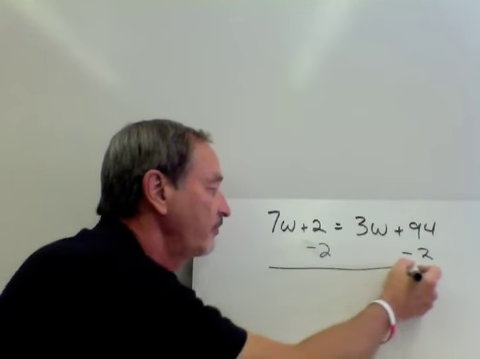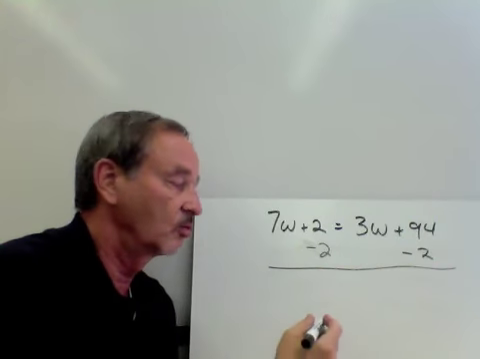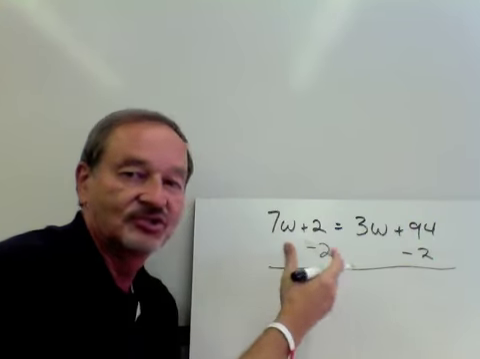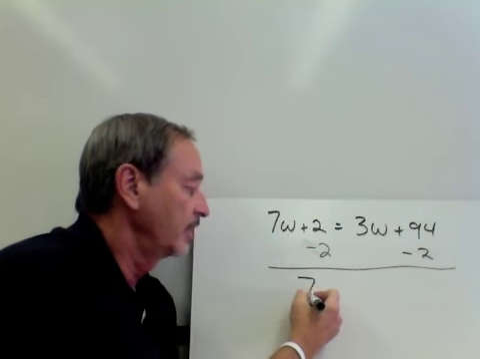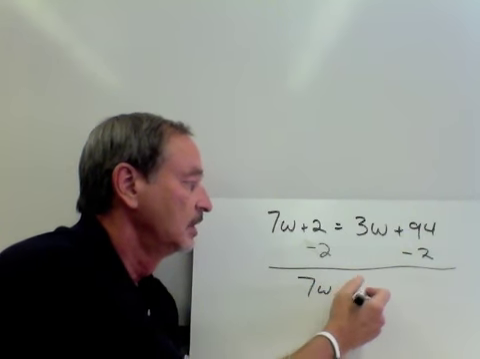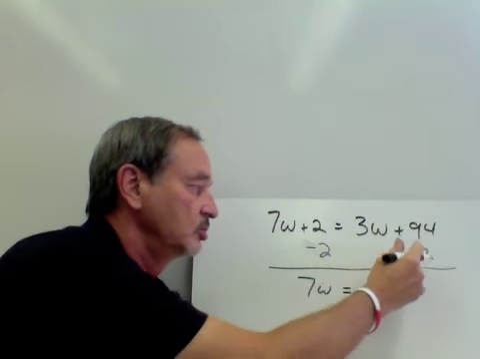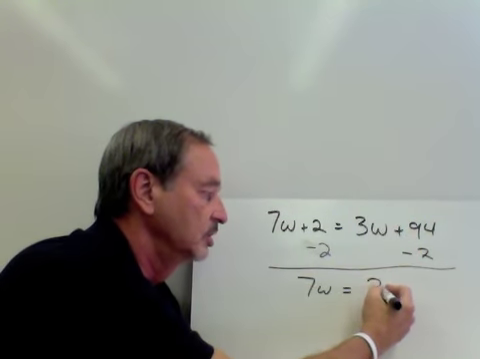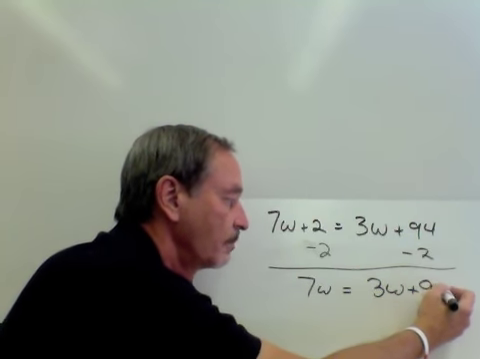All right, now let's simplify what we have. I have a plus 2 and a minus 2. That, of course, is 0. And 0 doesn't add anything, so I don't have to write it. And I just bring down my 7W. And then on this side, I've got 3W plus 94 minus 2. Well, 94 minus 2 is 92, so 3W plus 92.